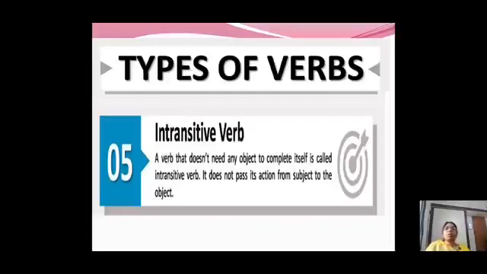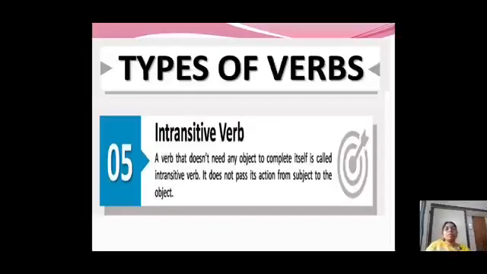It does not pass its action from the subject to the object. Transitive will pass the action, intransitive will not pass the action. That is one difference. And transitive needs an object. Intransitive doesn't need any object. That is the second difference. Okay. So two differences I told you.